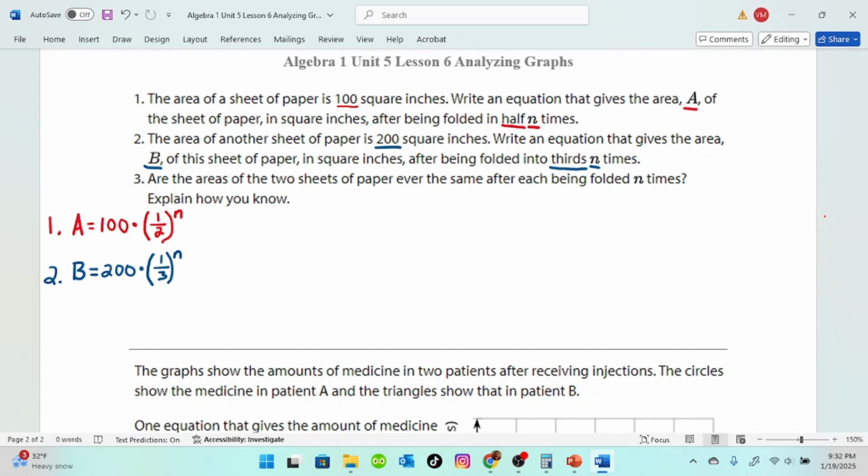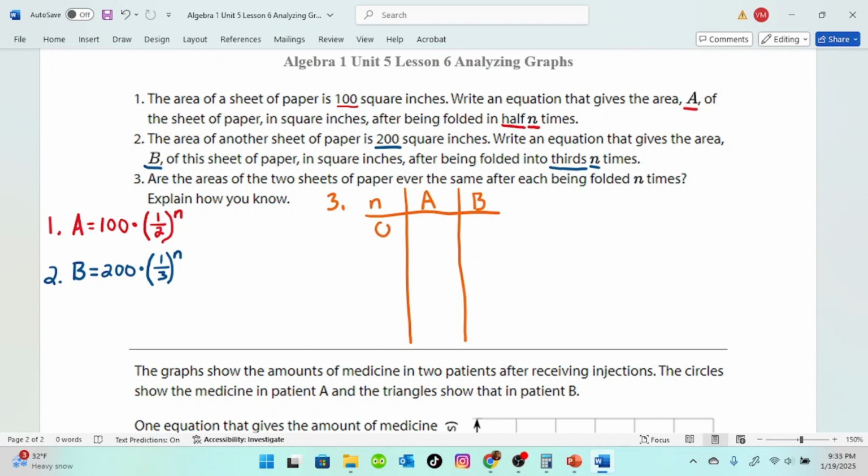Number 3. Are the areas of the 2 sheets of paper ever the same after each being folded n times? Explain how you know. So for number 3, what I'm going to do is create a table. We're going to have a column that is n, the number of times the paper is folded. We're going to have a column for paper A, and we're going to have a column for paper B.